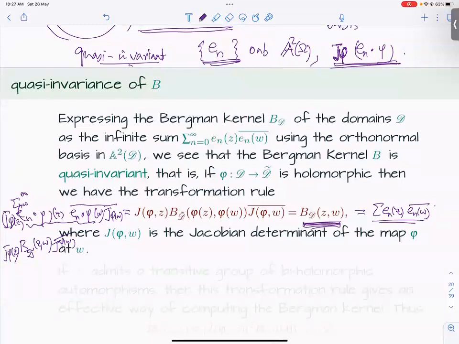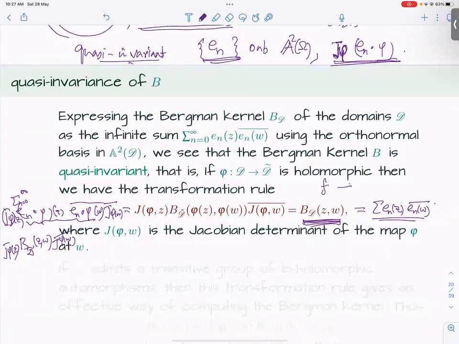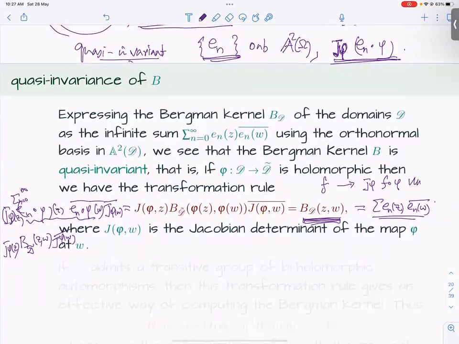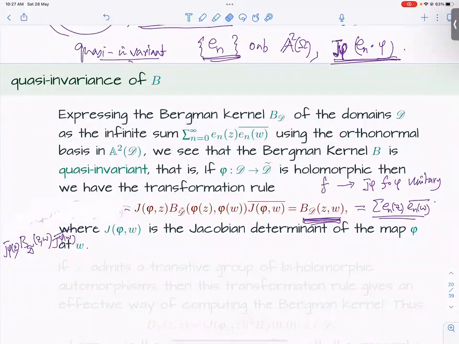That comes from the basic fact that the map F going to F composite phi times the Jacobian of phi, meaning the determinant of the derivative of phi, is unitary. So this is our basic transformation rule for the Bergman kernel.